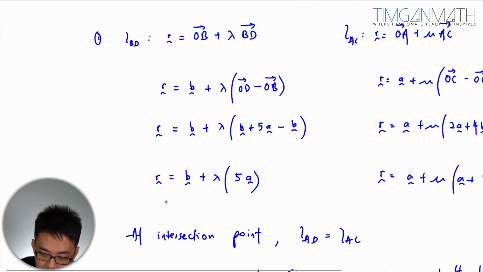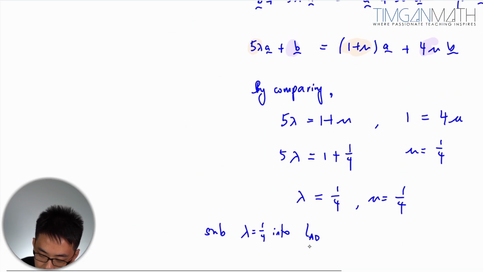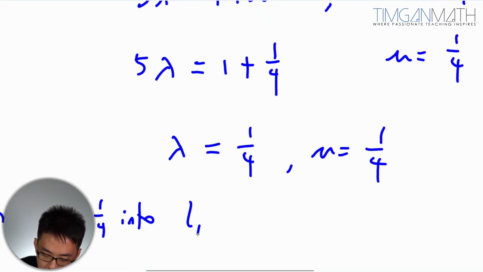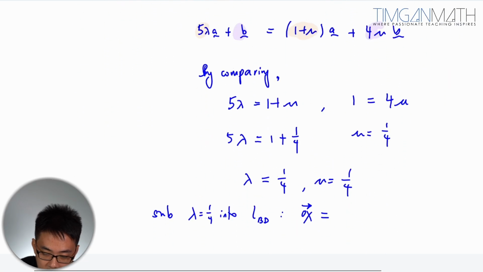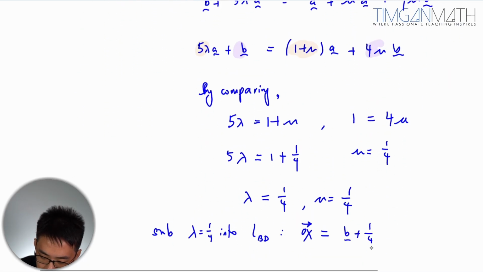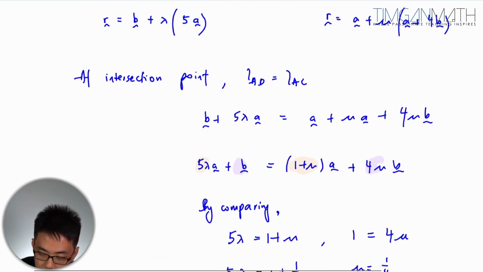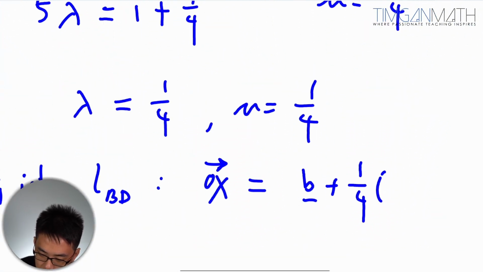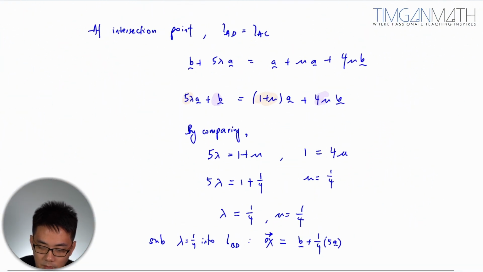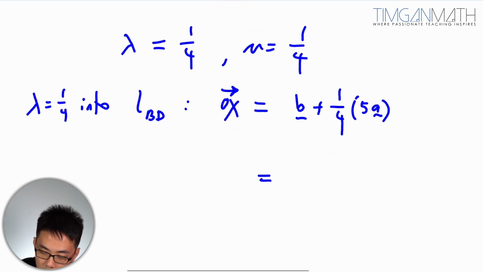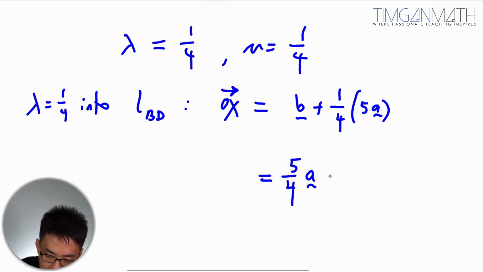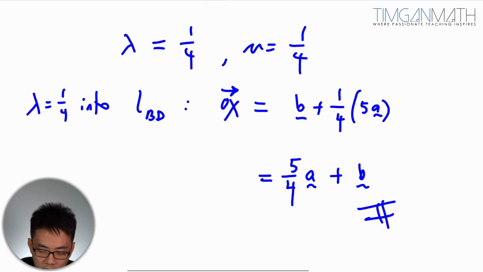Okay, LAD here, which is LBD, sorry. So hence OX will just be B plus 4/5A. Okay, there you go. It'll be 5/4A plus B. So you just look at whether it makes sense.